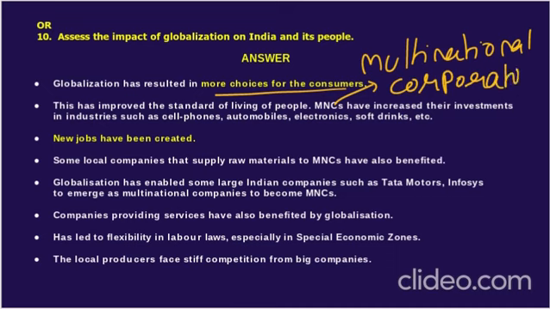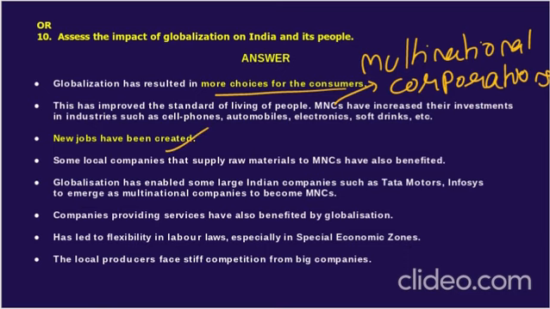So, multinational corporations, MNCs, have increased their investments in industries like cell phones, automobiles, soft drinks, electronics, gadgets, everything. Why? Because we know that almost everyone in this world has smartphones, fridges, TVs. That has become a basic necessity, right? So that's why they're investing more. Why? Because these corporations will get more profit from them.